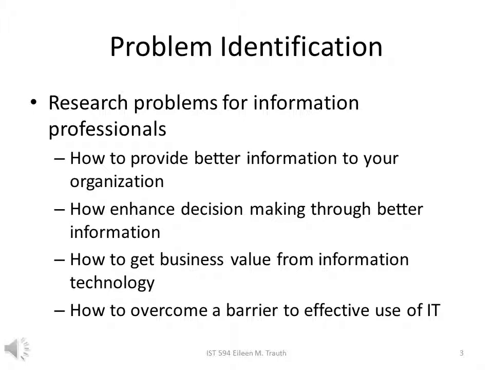A final example is how to overcome a barrier to the effective use of information technology. A barrier might be the design of the interface that people are exposed to, whether it's the people working in the organization or customers. There's a host of barriers that could exist to effectively using information technology. So these are all examples of problems that exist within an organizational or an industry or a societal context that would need to be solved through doing research.